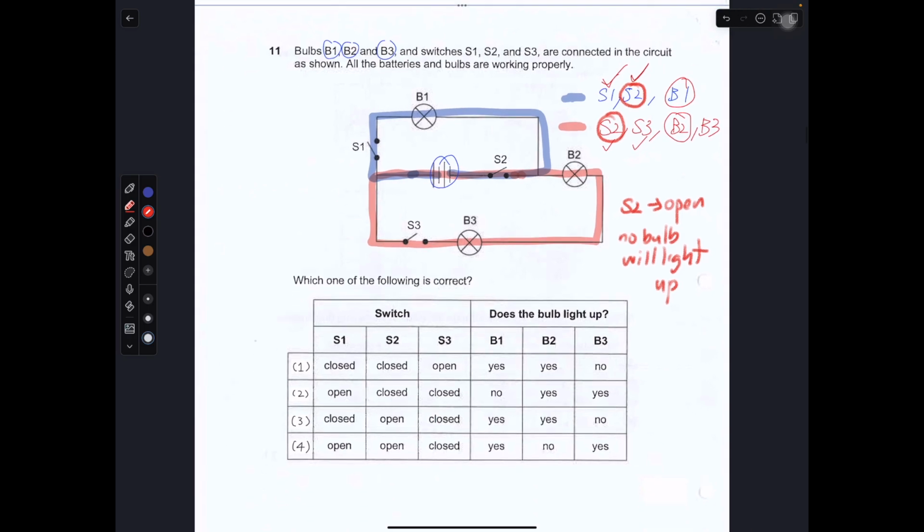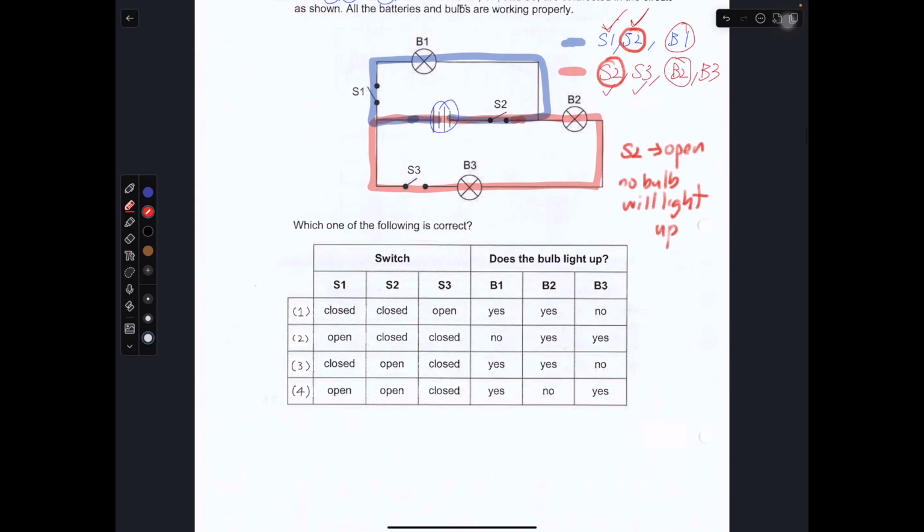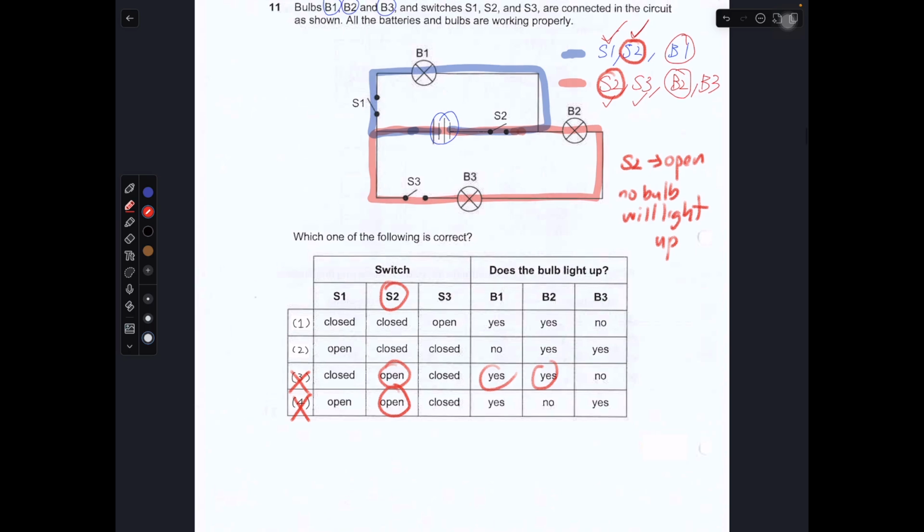So you take a look, actually from here: S2 open. If you see a yes, straight away wrong, because all of these should be no, because S2 controls all the bulbs. So you know 3 and 4 are wrong. You only need to look at 1 and 2 and analyze them accordingly.